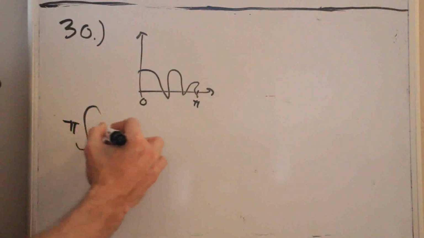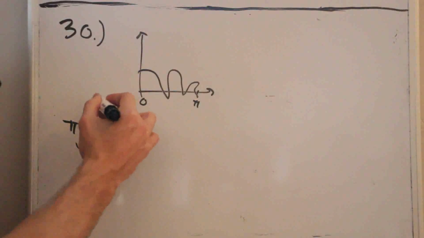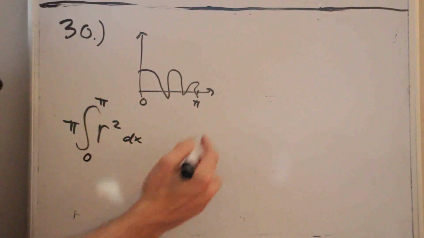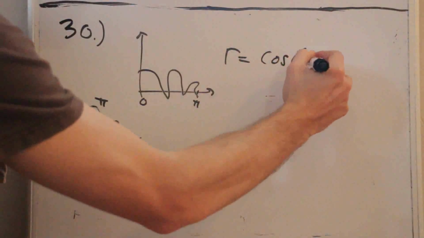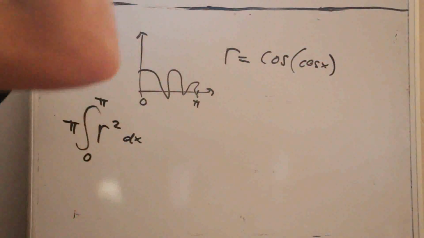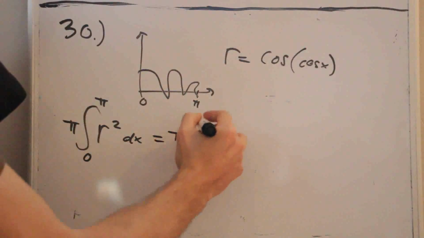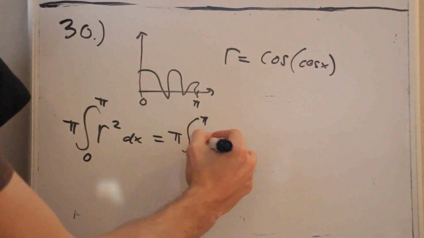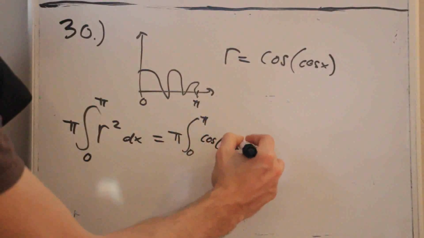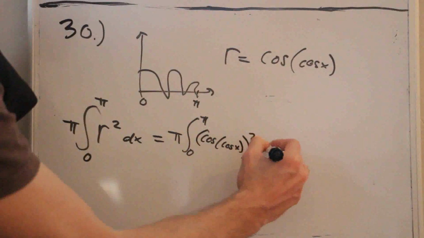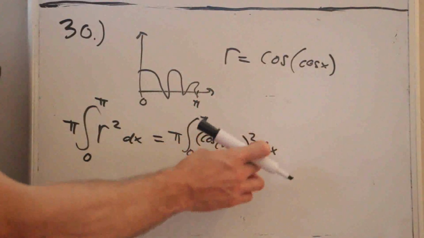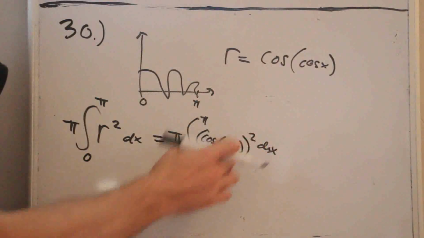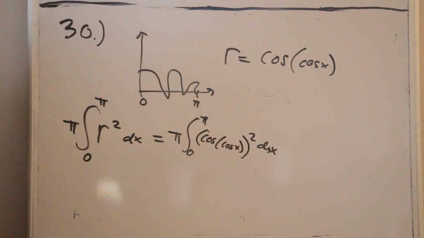Well, it's pi r squared from 0 to pi dx, where r is going to be equal to our function, which is cosine of cosine x. So all you have to do is plug that in, and we get pi times the integral from 0 to pi of the cosine of cosine x, all of that squared dx. I would recommend plugging into your calculator just like that: in parentheses, cosine of, in parentheses, cosine of x, close parentheses, square. That's your best bet.